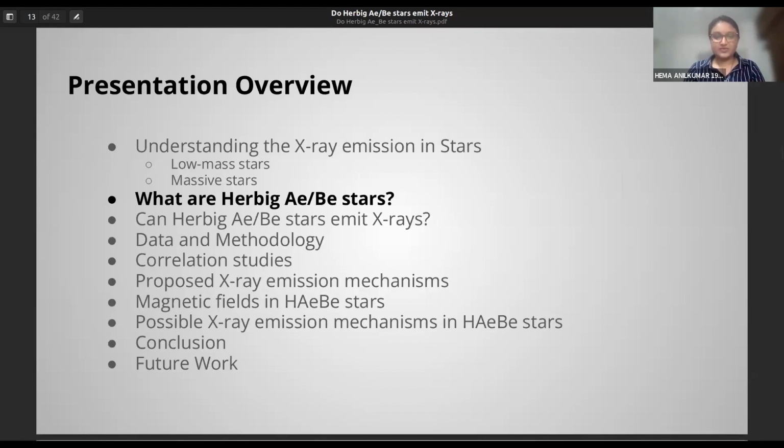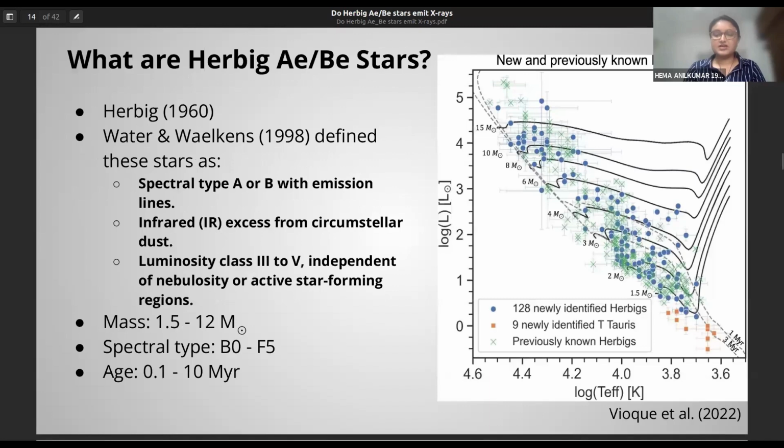So now, what are Herbig Ae/Be stars? Herbig Ae/Be stars come under this category of stars which I just discussed. These stars were first identified by Herbig in 1960, and later Waters and Waelkens defined these stars as stars having spectral type A or B with emission lines. These stars would have infrared excess from the circumstellar disk, and the luminosity class varies from III to V. Also, they have masses from 1.5 to 12 solar masses, spectral type from B0 to F5, and age 0.1 to 10 million years.